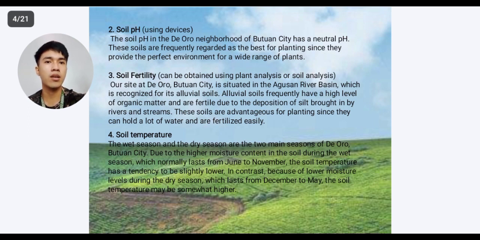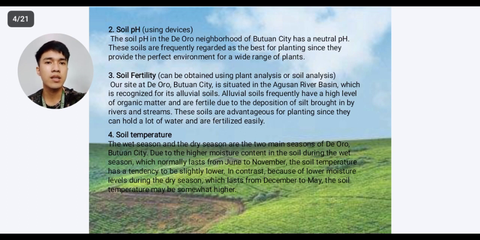Our site at Oro, Butuan City is situated in the Agusan River Basin, which is recognized for its alluvial soils. Alluvial soils frequently have a high level of organic matter and are fertile due to the deposition of silt brought in by rivers and streams. These soils are advantageous for planting since they can hold a lot of water and are fertilized easily.